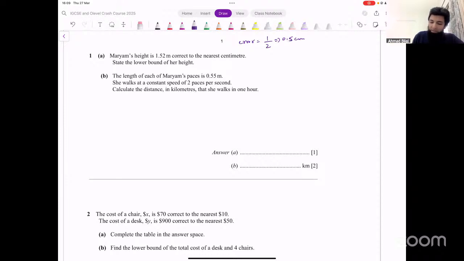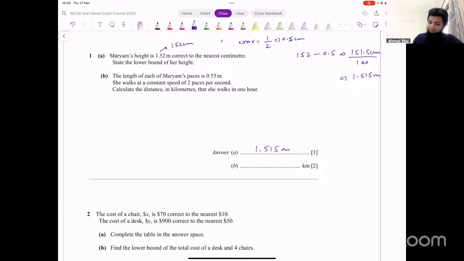So let's convert this to centimeters first. 1.52 meters. What's that in centimeters? That's 152 centimeters. So that will become 152. For the lower bound, we subtract 0.5, and that gives us 151.5 centimeters. Now you convert that to meters, shift the decimal place 2 units to the left, or just divide it by 100, right? So that will give you 1.515 meters. That's the lower bound of the height.